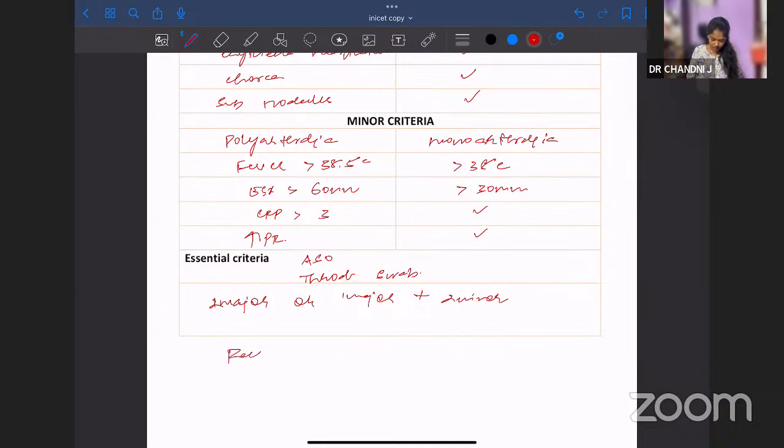In case of recurrence, same or even 3 minor, you can take it as rheumatic fever. Okay, clear? 2 major, 1 major, plus 2 minor.